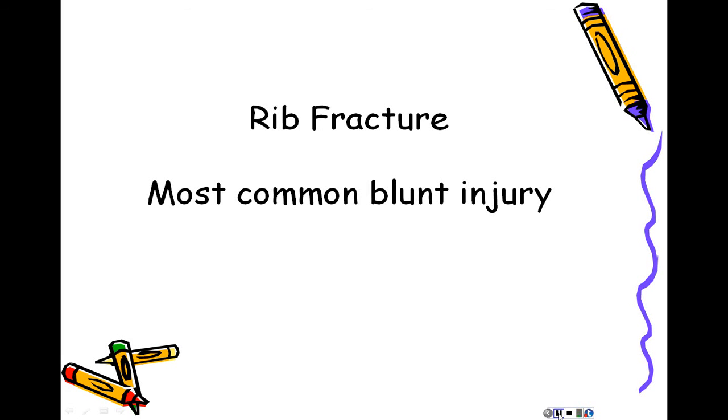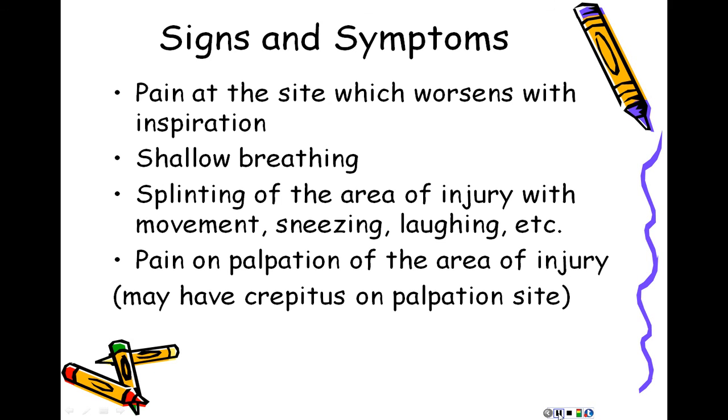we see. And when we say blunt, this is something hitting. And we typically see this being sustained in patients that have been involved in motor vehicle accidents. So the signs and symptoms that we see associated with a rib fracture: the person is going to have pain at the site, which worsens with inspiration, meaning when they breathe in. And so it kind of makes sense.